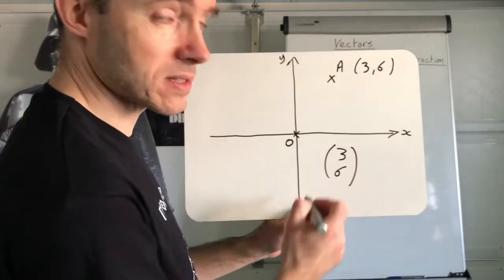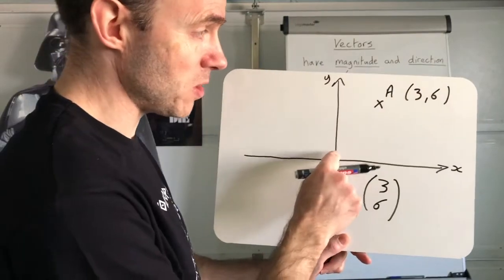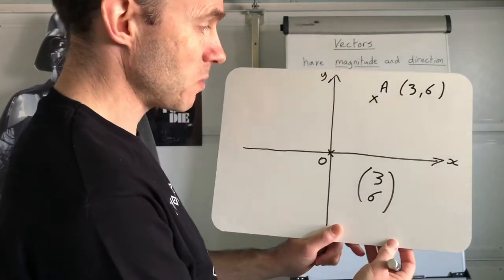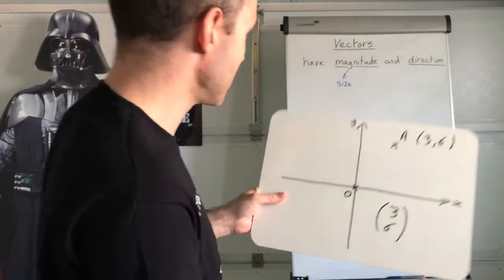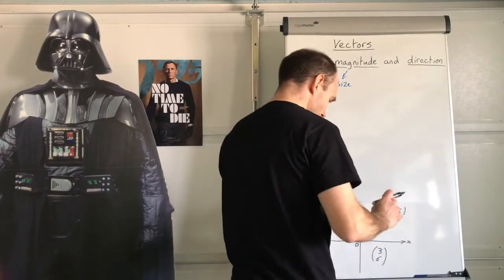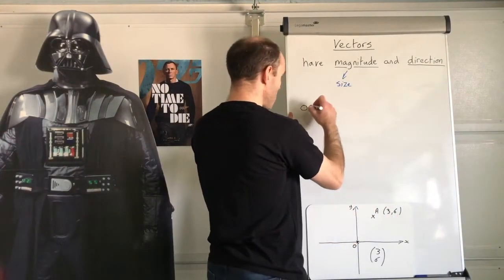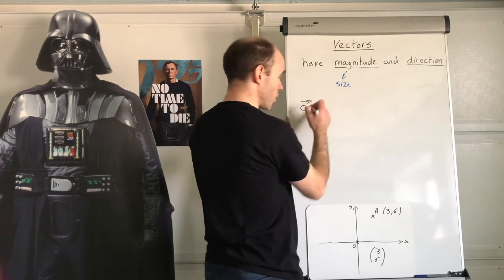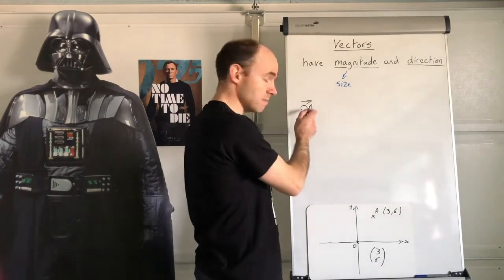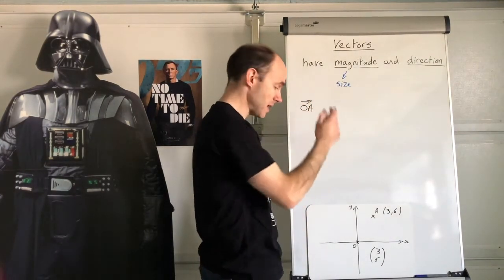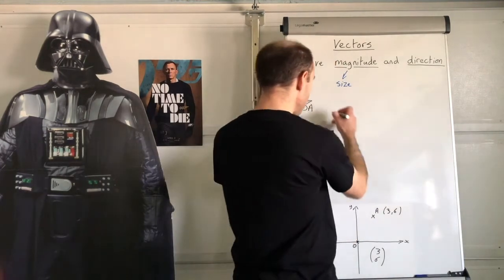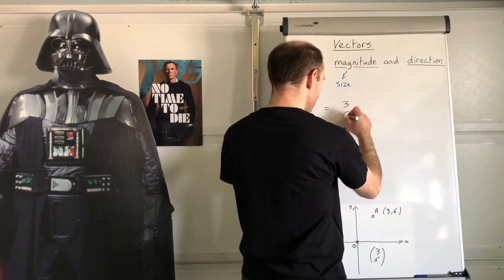That's what we call a vector. It describes how to get from point O to point A. The way we write that is like this. We write that as O to A and then an arrow on the top showing the direction. That symbol is for the vector from O to A, and OA is equal to (3, 6).